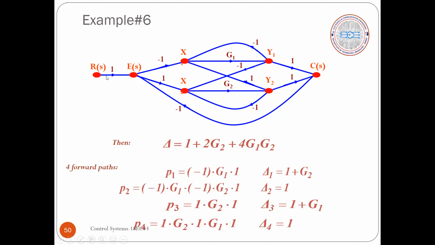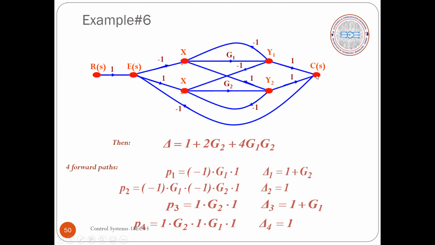You can see that there is a forward path like this one, there is another like this. The third one, I'll just trace like this. I have to go like this, come here and like this. Similarly, I can have the fourth one going here through G2, unity, G1, going back to C of S.